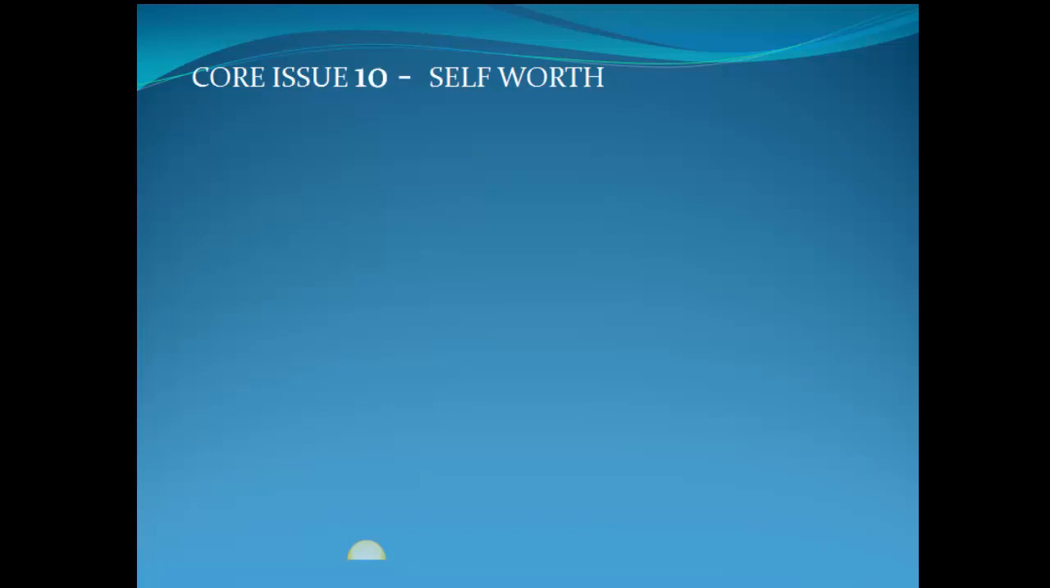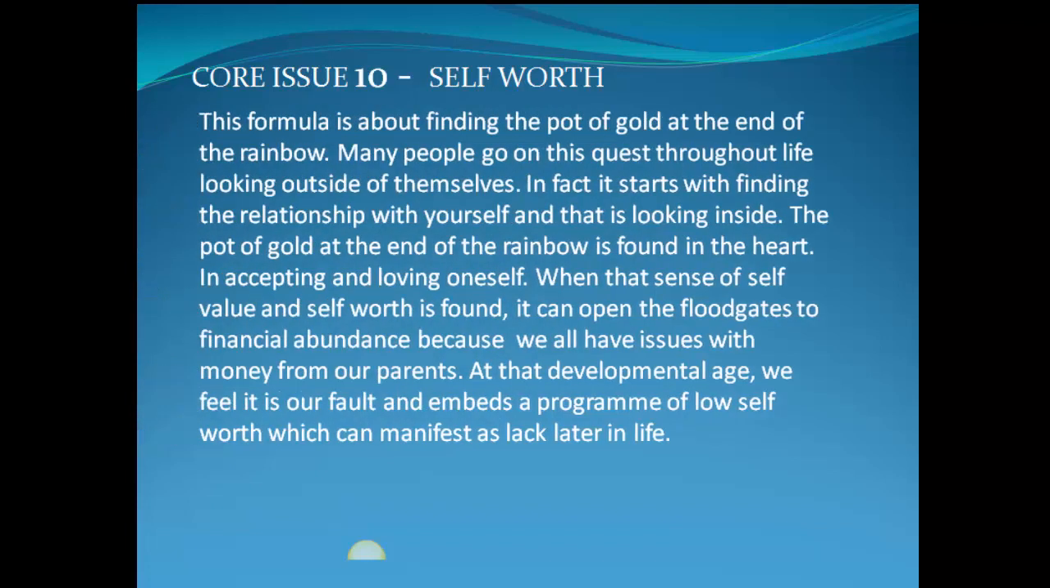Core issue 10 is about self-worth, and one that affects a lot of people. This formula is about finding the pot of gold at the end of the rainbow, and as we know, many people go on this quest throughout their life journey, looking constantly outside of themselves. In fact, it starts with finding the relationship with yourself, and that involves looking inside. So really, that pot of gold at the end of the rainbow is found in the heart, in accepting and loving oneself. And when that sense of self-value and self-worth is found, it can open the floodgates to financial abundance and any other form of abundance as well.